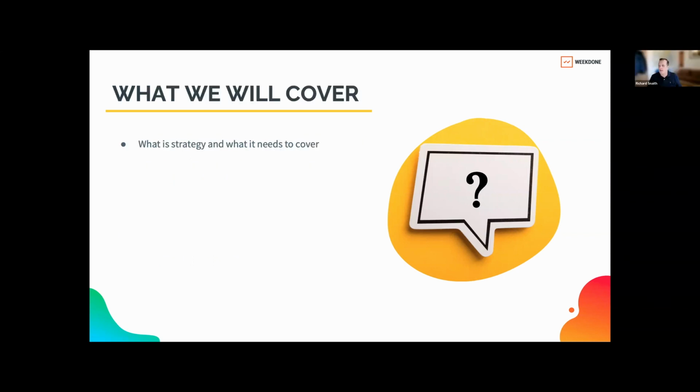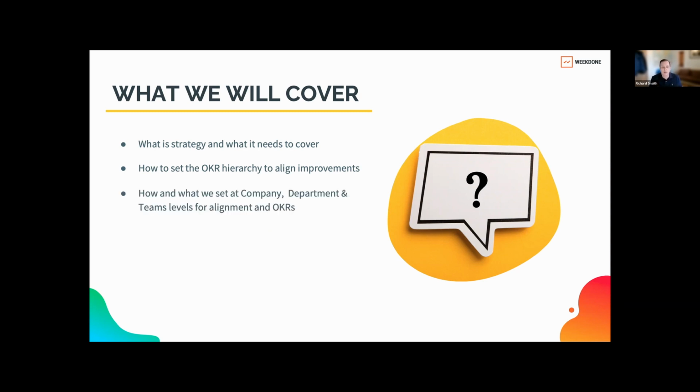Thank you, Anna. Hi, everybody. As Anna said, I'm Richard. And what are we going to cover today? Well, what is strategy? What does it need to cover? Taking that strategy and bringing it down to the organization through an OKR hierarchy. Alignment is the other topic we're going to cover. How do we set company, department, and team levels and align them? Then we're going to briefly talk about cross-functional OKRs.